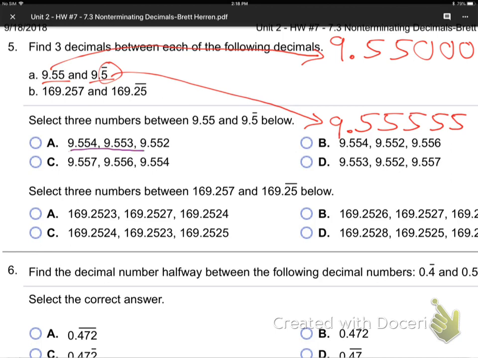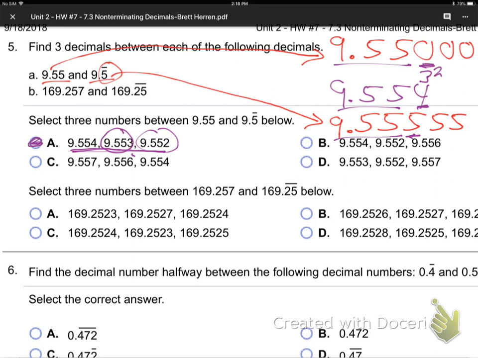So let's take a look. Is this list in between? Let's just go right down through it. 9.554. Is that in between? Yeah, because 9.55, 9.55, 9.55, they're the same to there, followed by a 0, 4, 5. Yep, 4 is between them. Okay, how about the next one? 9.553. Yeah, 3 here. That's between them. 9.552. Yeah, 2. Well, that's it. Boom, that worked out well, huh?